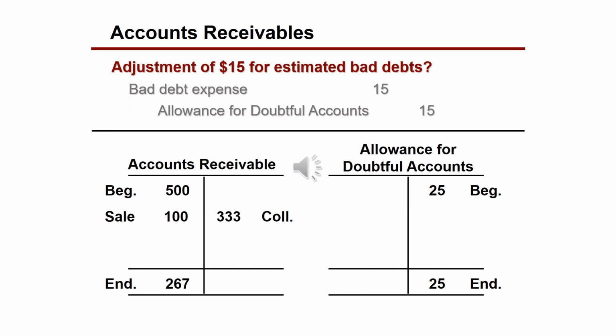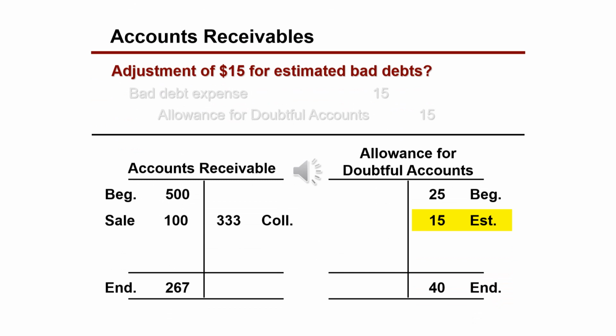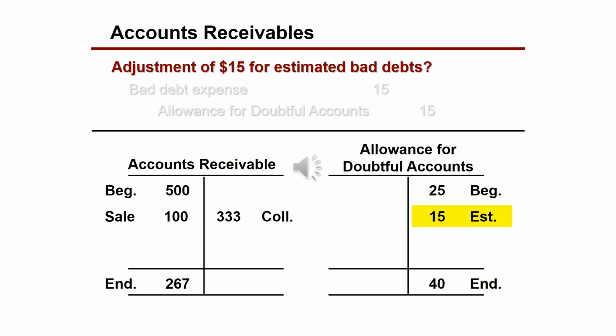Now the example also expands this and asks you to adjust for $15 for estimated bad debts. So in order to do that, you're going to have to debit bad debt expense for $15 and credit allowance for doubtful accounts for $15 as well. And of course, posting that entry into our ledger account here, the allowance for doubtful accounts is also going to be credited for $15 that we posted from our previous journal entry, which brings up the balance for this account to $40.